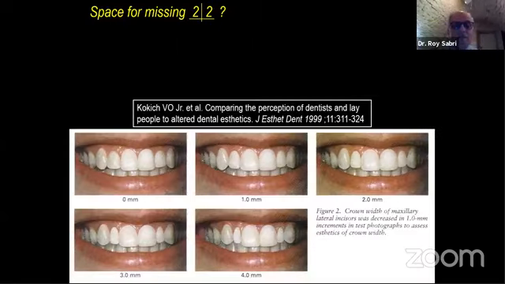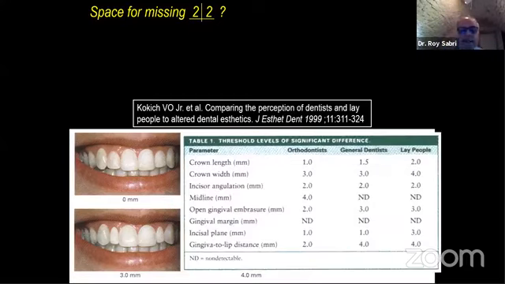This study from Rockage Jr., the son of Vince, was done very quickly. He took a computer image and started to change it. For example, he made a lateral 1 millimeter smaller, 2 millimeters smaller, 3 millimeters, 4 millimeters. And then he changed other parameters. He moved the midline, he showed more gingiva, and they mixed all together.